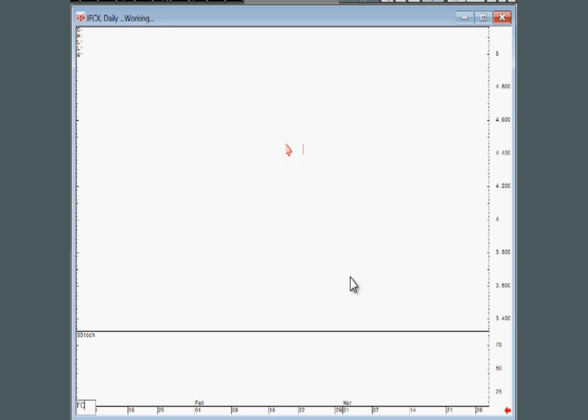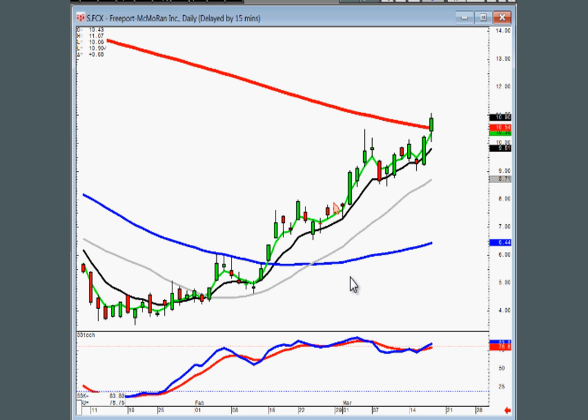Freeport we recommended a while back. Notice what it hasn't been able to do. It hasn't been able to get back up above or back below the T-line. Now you finally broke through the 200. Your trend channel remains in progress.